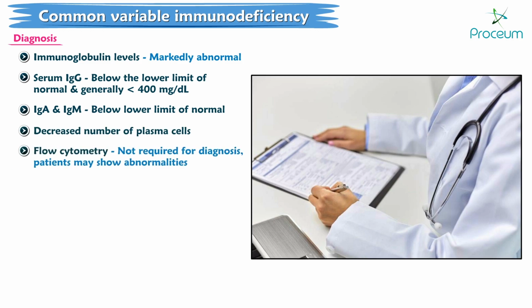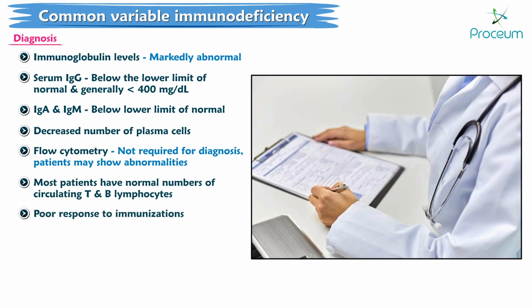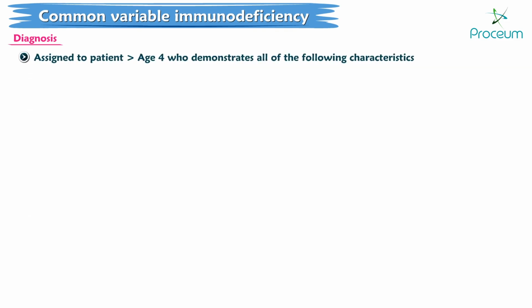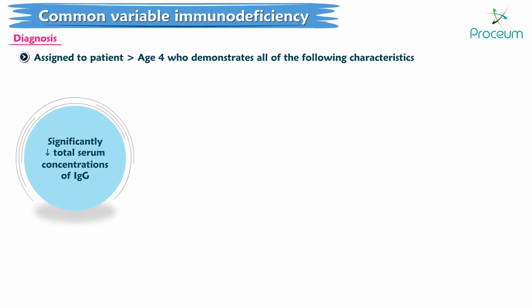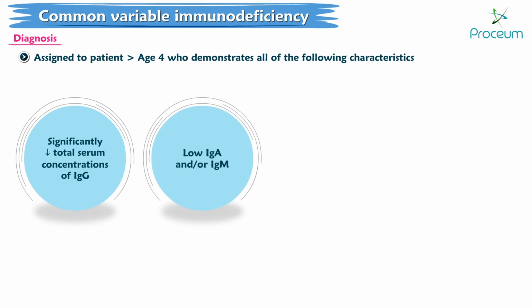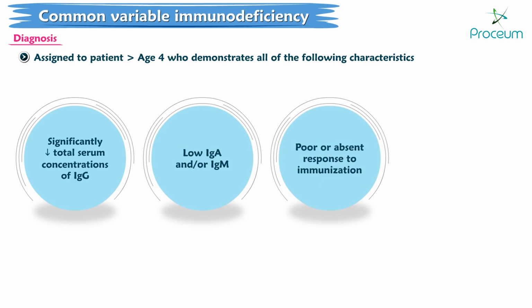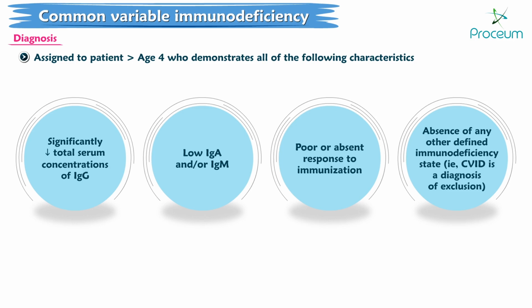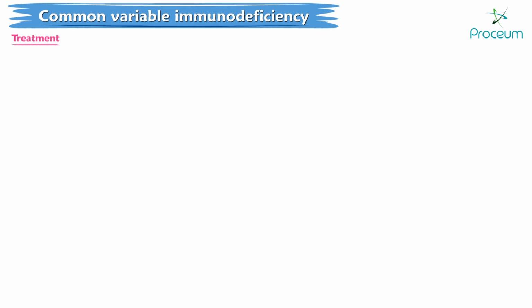Although flow cytometry of leukocytes is not required for diagnosis, patients with CVID may show abnormalities. Most patients with CVID have normal numbers of circulating T and B lymphocytes. Patients also show a poor response to immunizations. The diagnosis of common variable immunodeficiency can be assigned to a patient over the age of 4 who demonstrates all of the following characteristics: significantly reduced total serum concentrations of immunoglobulin G, low immunoglobulin A and/or immunoglobulin M, poor or absent response to immunization, and the absence of any other defined immunodeficiency states, since CVID is a diagnosis of exclusion.